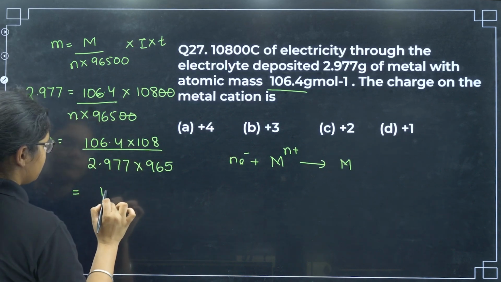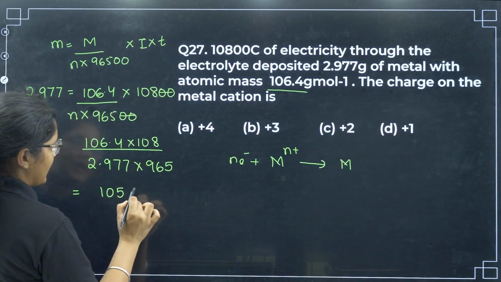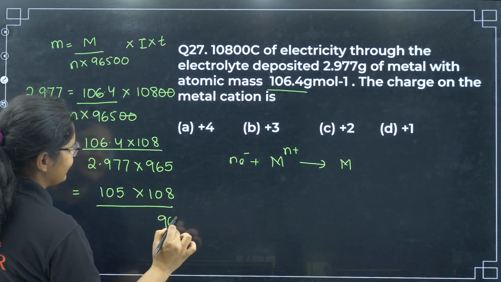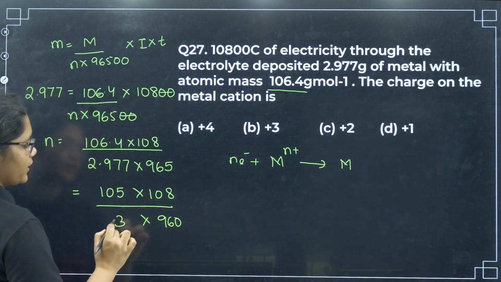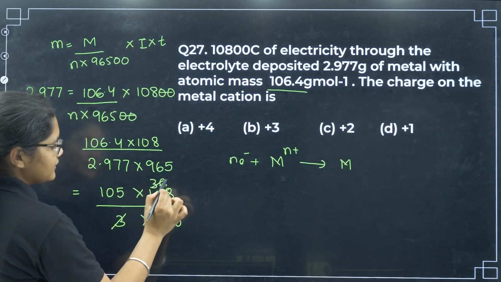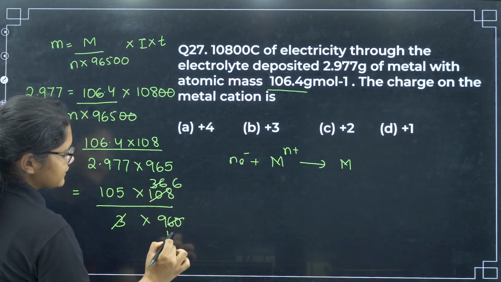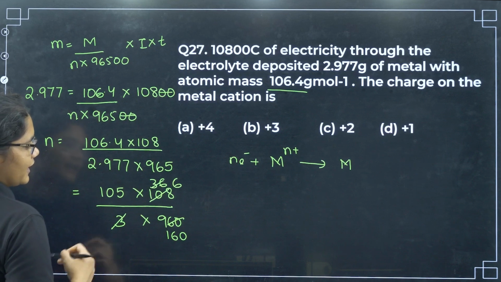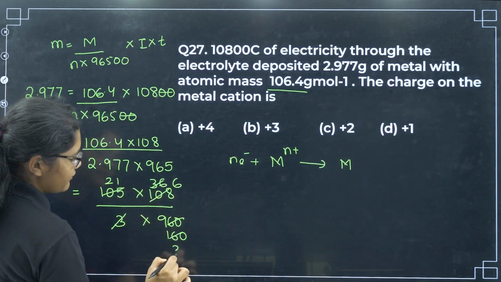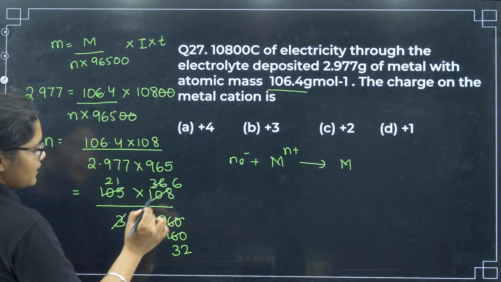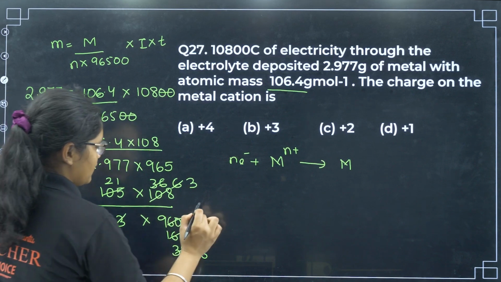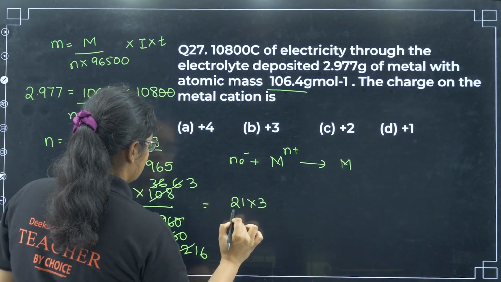So let me make this 105, and this one let me keep as 108. This one let me make 960, and this one let me make 3. So now 3 3s are 9, 36. Now 36, 6 6s are 36, 6 16s are 160, I got. Next I can cancel: 5 2s are 10, 5 3s are 15. Next 2 3s are 6, 2 16s are 32, right? So I have now 21 into 3 divided by 16.